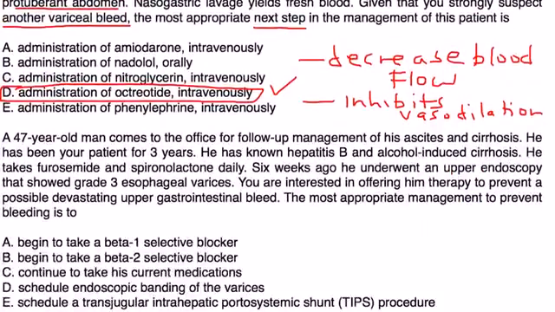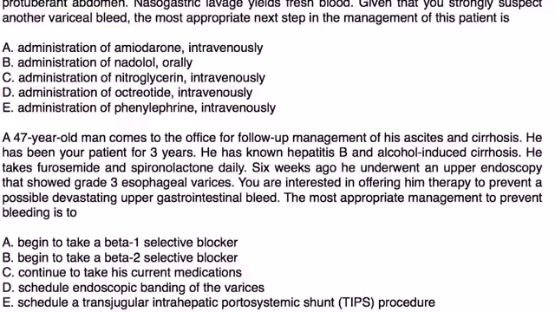And then finally, 47-year-old man comes to the office for follow-up management of his ascites and cirrhosis. He has been your patient for 3 years. He has known hepatitis B and alcohol-induced cirrhosis. He takes furosemide and spironolactone daily. 6 weeks ago, he underwent an upper GI endoscopy that showed grade 3 esophageal varices. You're interested in offering him therapy to prevent a possible devastating upper GI bleed. The most appropriate management to prevent bleeding is?